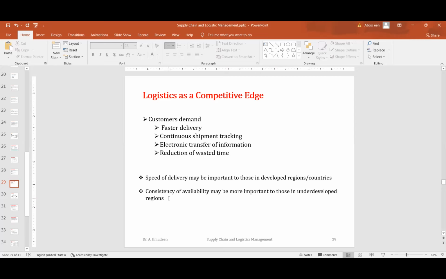The product should be available. In underdeveloped and developing countries, the customers are not looking for speed of delivery, but for the availability of the service. All the time, the product should be available in the market, and this particular company should supply the particular product. So consistency of availability may be more important in developing and underdeveloped regions or countries. When a company focuses on all these aspects, they can gain this competitive advantage, so they can enjoy profit compared to their competitors.